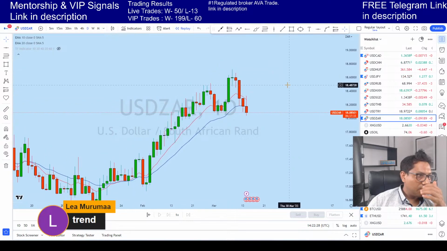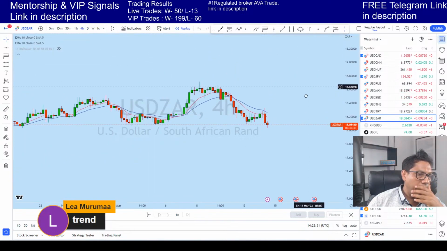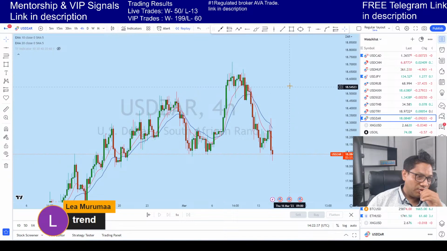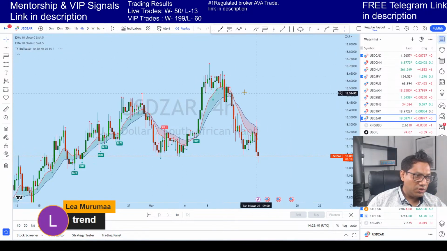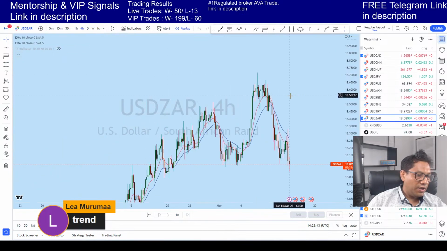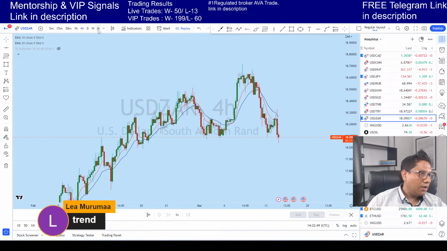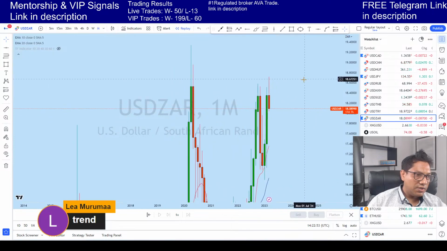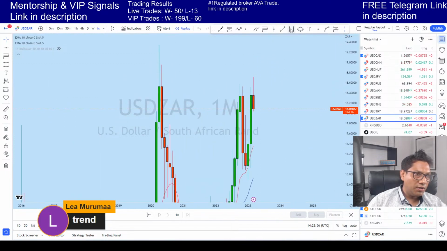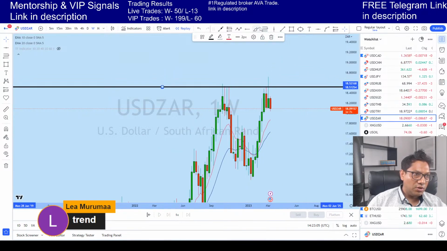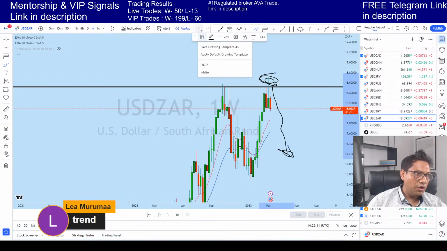USD ZAR. As the dollar is getting weaker, as you can see, USD ZAR is not any different. We saw that USD ZAR has formed a very nice looking reversal pattern here. Looking at the bigger picture on USD ZAR, on the monthly you can see the price has broken the monthly resistance zone, and after breaking this resistance, the price grabbed liquidity and then dropped. On the weekly, in the same way, there's a long wick candle, and the price has grabbed liquidity here.